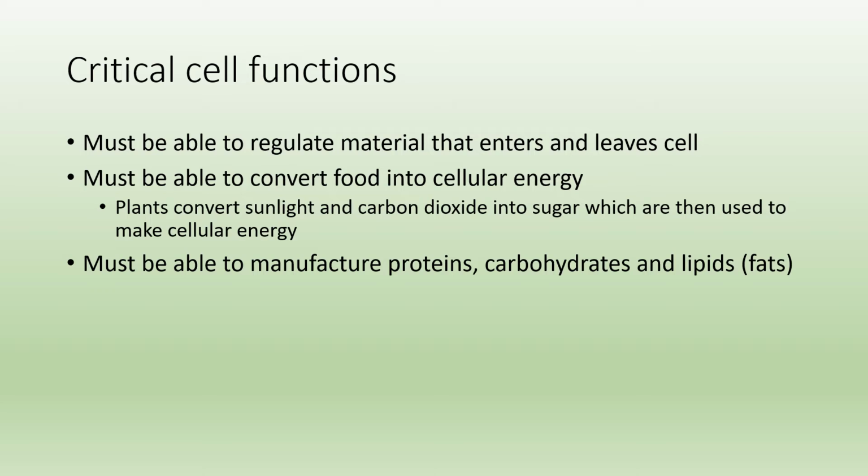Cells also have to convert food into cellular energy. Photosynthesis is how plants convert sunlight and carbon dioxide into sugar, but they use that sugar to make cellular energy. Photosynthesis makes the sugar, the sugar makes the cellular energy. We have to eat in order to get cellular energy.